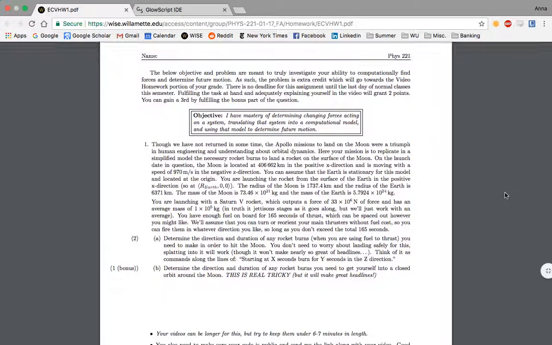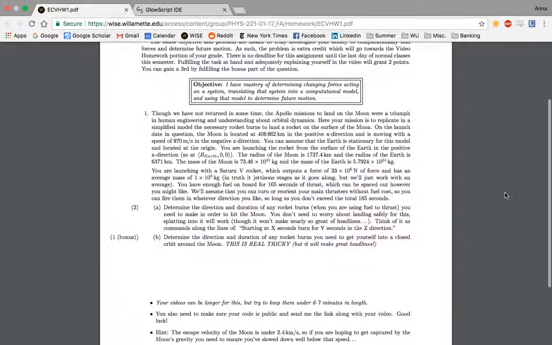So today I will be recording this video to tell you how I wrote my code to determine some changing forces acting on a system, specifically the system of the Earth, a rocket, and the Moon, and then translating that system into a computational model, and this computational model is VPython. Then I will be using that model to determine the future motion, and this future motion is specific to when the rocket can actually crash into the Moon.